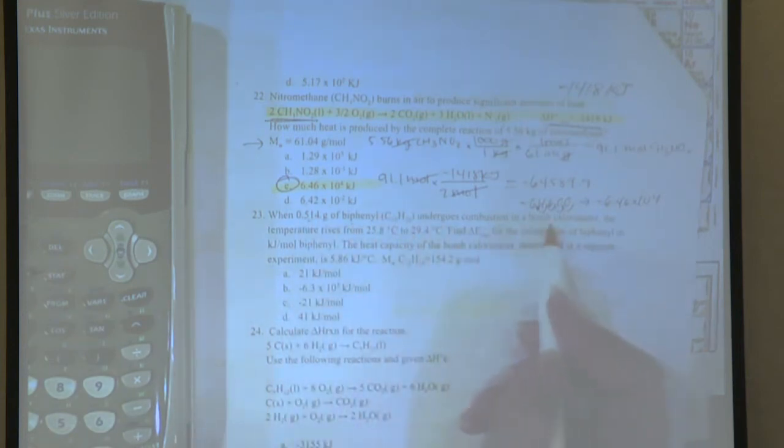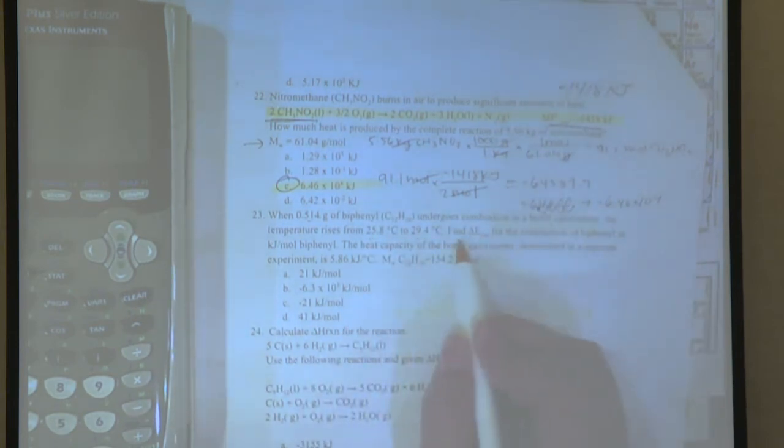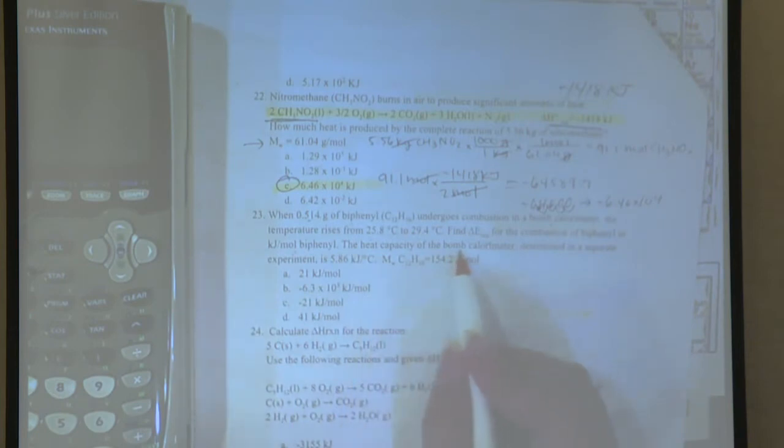When 0.514 grams of biphenyl undergoes combustion in a bomb calorimeter, the temperature rises from 25.8 to 29.4. Find the delta E of reaction for the combustion of biphenyl in kilojoules per mole. The heat capacity of the bomb calorimeter, determined in a separate experiment, is given here.